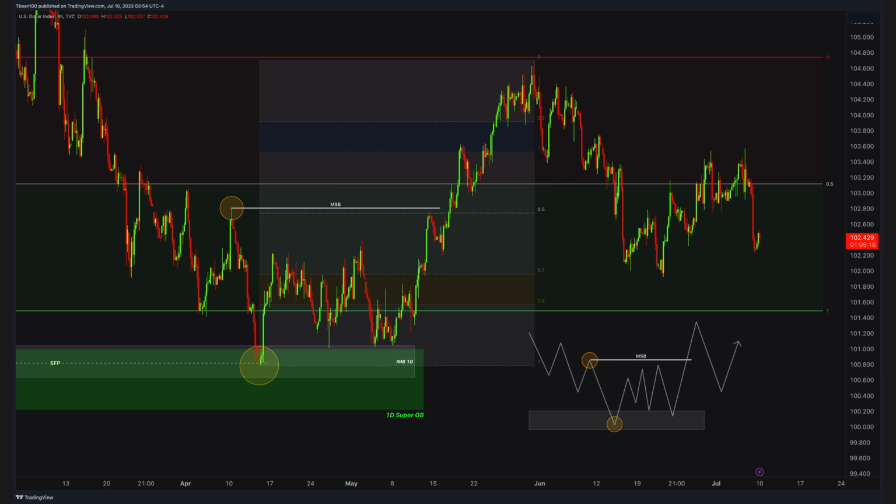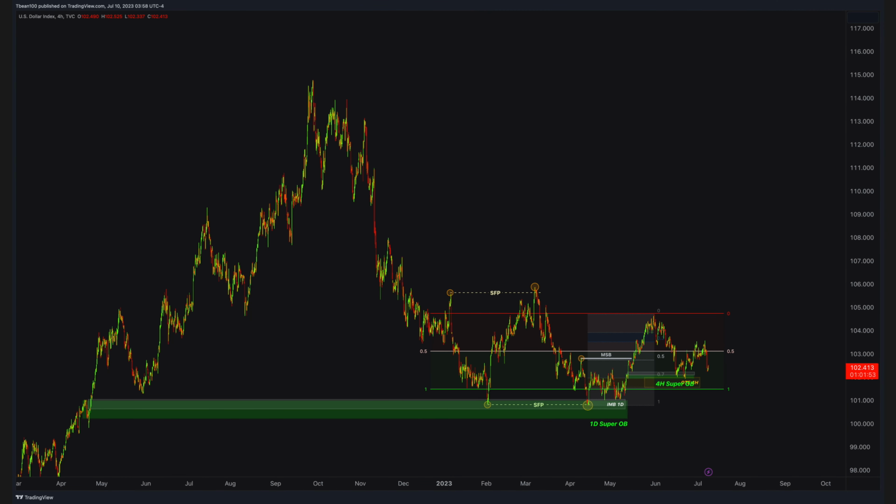Let's use our beloved optimal trade entry here. Just right here it gives us a nice OTE zone. What else is there? Another super order block and imbalance combo, which actually powers up the price in the 1-hour time frame, which we will look at soon.